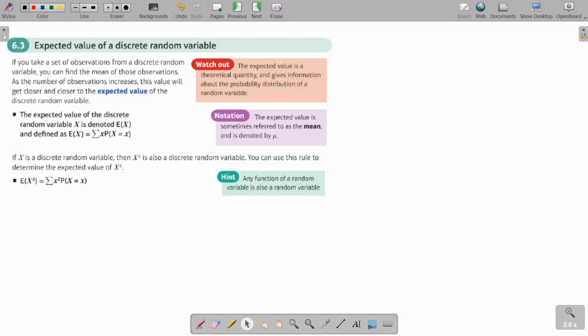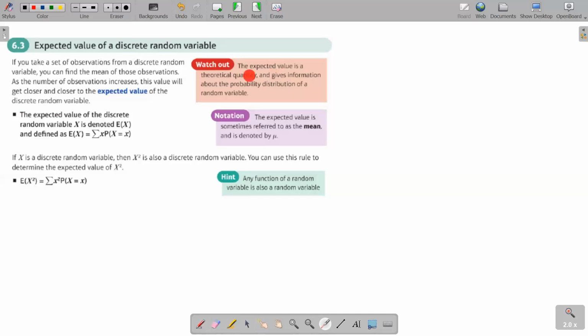Okay, so now we move to the next part of our lesson, expected value of a discrete random variable. If you take a set of observations from a discrete random variable, you can find the mean of those observations. What are we doing now? We are trying to find the mean of the observations from a discrete random variable. As the number of observations increases, this value will get closer and closer to the expected value of the discrete random variable. Can you see?